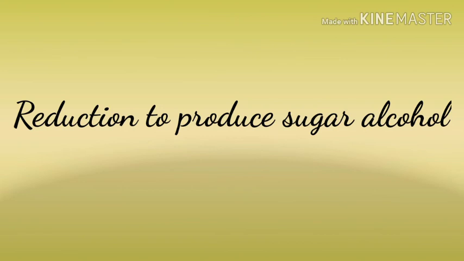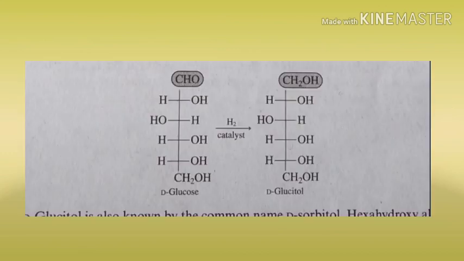Reduction to produce sugar alcohol. The carbonyl group present in a monosaccharide, whether an aldose or a ketose, can be reduced to a hydroxyl group with the use of hydrogen as a reducing agent. For example, the reduction of D-glucose gives D-glucitol.